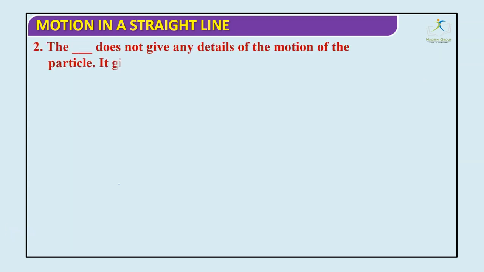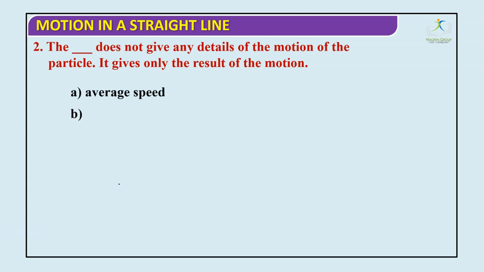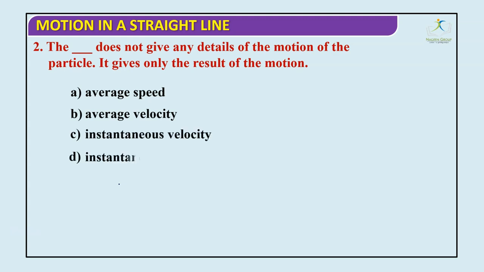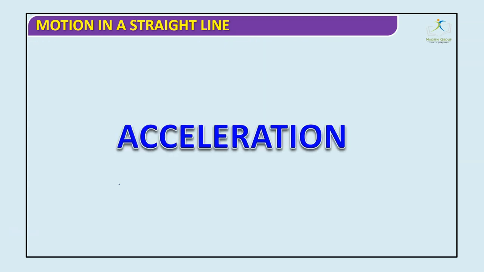Next, the dash does not give any detail of the motion of the particle. It gives only the result of the motion: average speed, average velocity, instantaneous velocity, or instantaneous speed. So the correct answer is average velocity.